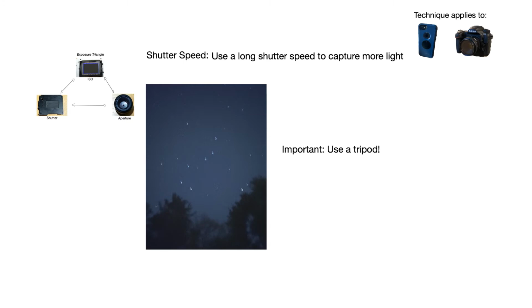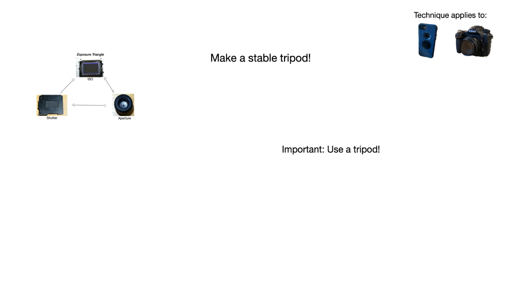Now, it's okay if you don't have your own tripod, because I'm going to show you how to make your own stable tripod, whether it's for your phone or your camera. There's a bunch of different ways to do this. The important part here is that the tripod is stable, meaning it's weighted down or connected to whatever surface you're using in a way that is going to prevent it from shaking.